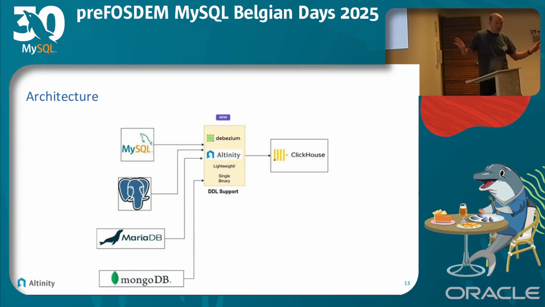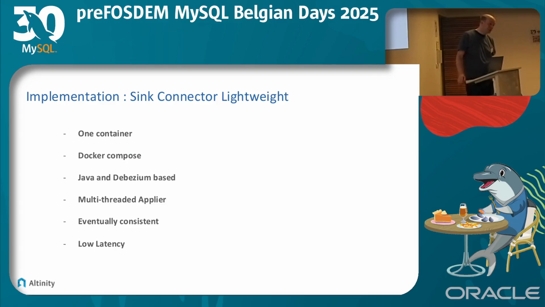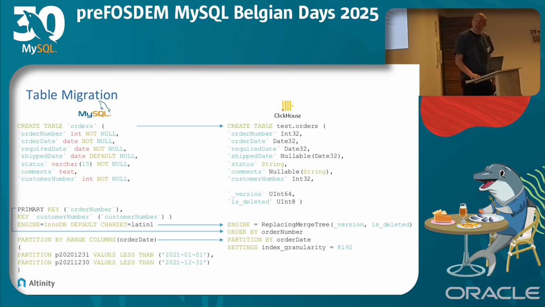So it comes serialized, and then you can apply in parallel even if you don't care too much about consistency, but eventually it will be consistent. Any questions on that? Because the previous audience was a bit confused about how it works. No? Okay. So, in terms of implementation, one container using Docker Compose, Java Debezium, multi-threaded applier, eventually consistent, low latency. Easy.